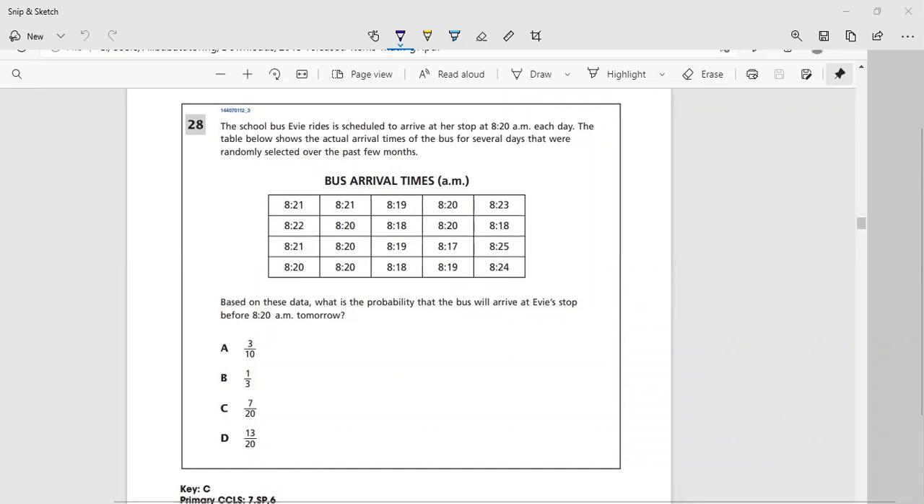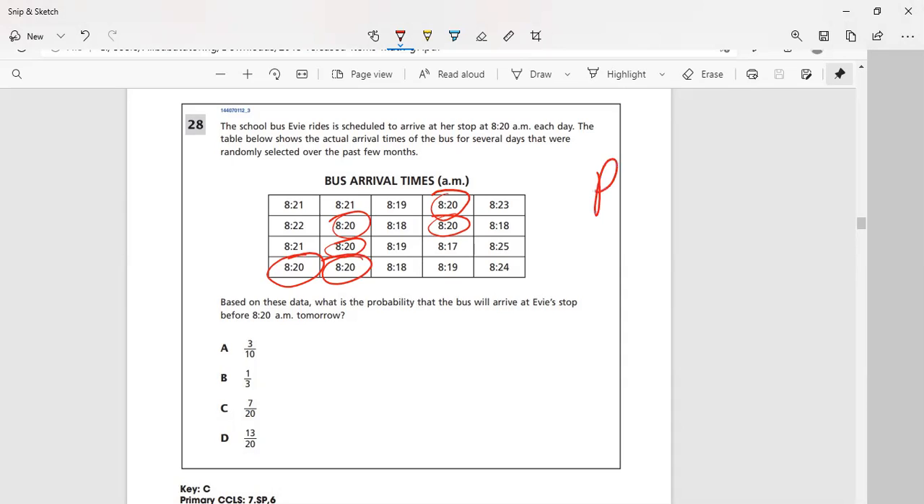We did this question as well. It's about the arrival times of a bus, and the data is on the table, and they say based on these data, what is the probability that the bus will arrive at the stop at 8:20 a.m.? Okay, so there are different times. We're interested in what's the probability that it will get there at 8:20? So based on this data in the table, how many times did they get there at 8:20? 1 on this line, 2, 3, 4, and 5 and 6. So there are 6.